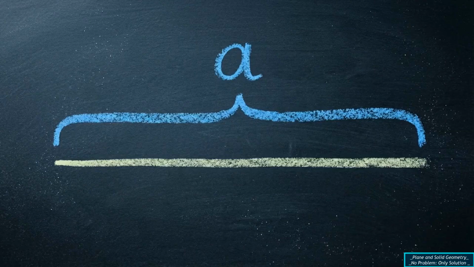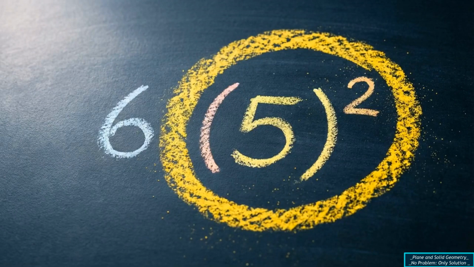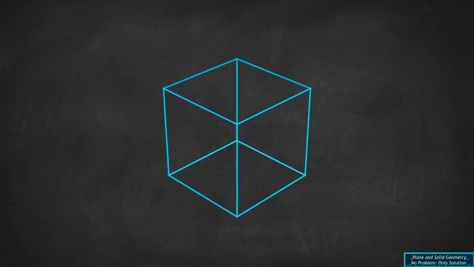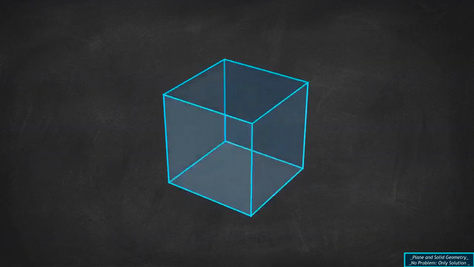By isolating the side length, following the order of operations, and matching units to your dimensions, you have accurately defined the spatial properties of a three-dimensional solid.